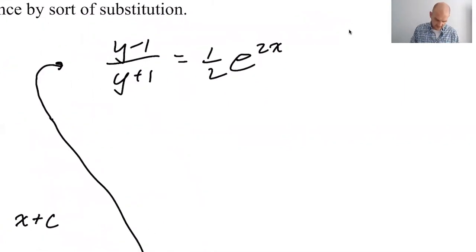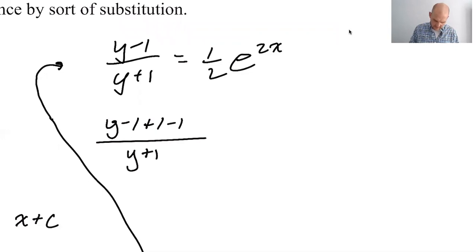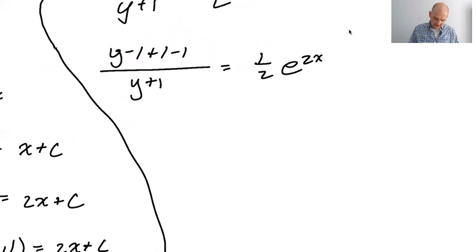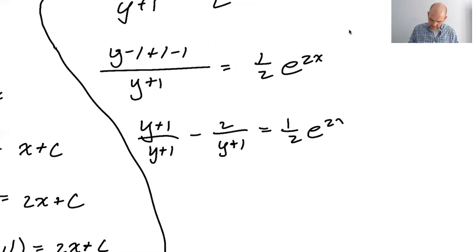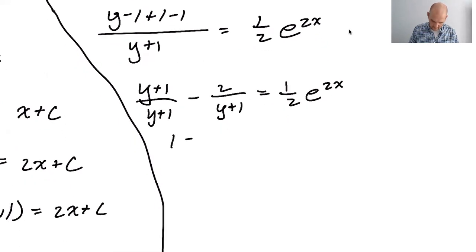I think I should. So I'm going to do (y − 1 + 1 − 1)/(y + 1) = 1/2 e^(2x). There are so many ways you can go with this. This is (y + 1)/(y + 1) − 2/(y + 1) equals 1/2 e^(2x). I mean, is this going to work? I don't know. Minus 2 over... It's going to be a shame if I don't get this.